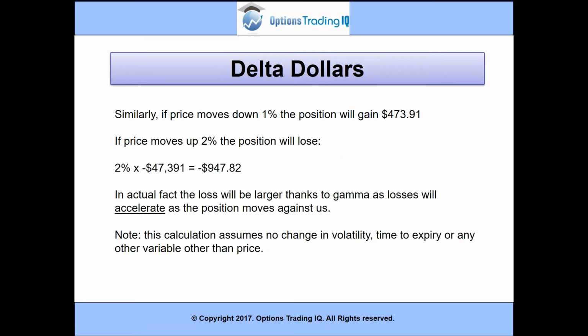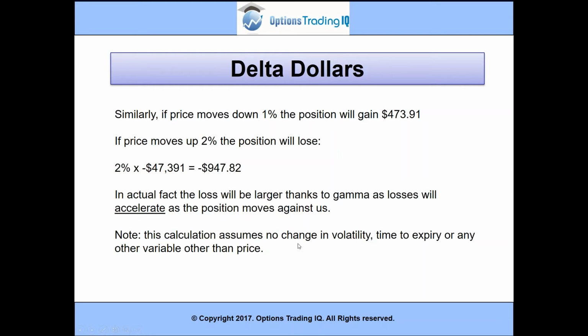Hopefully that makes sense. I can go over this in much more detail. This is just a little bit of an introduction, a taster, but hopefully I'm opening your eyes to these things to keep an eye on. In this case, with a 2% move, the loss will likely be larger thanks to gamma, as the losses accelerate as the position moves against us. Remember, gamma measures acceleration. If we get a big move, we've got some negative gamma there, and it's going to be bad for the position. The losses are going to start to accelerate against us.